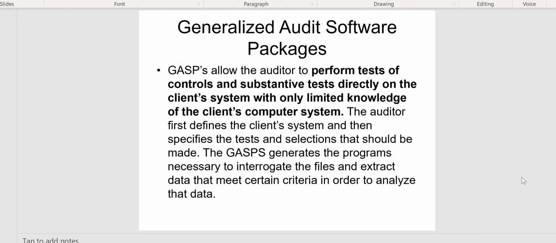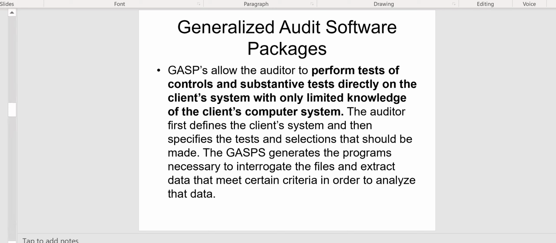So that brings us to the next area, which is generalized audit software packages. And these GASPs allow the auditor to perform these tests directly on the client's system with only limited knowledge of the client's computer system. So one use of a generalized audit software package would be for parallel simulation, but you can also use generalized audit software packages to run tests directly on the client's system. The auditor would first define the client's system and then specify the tests and selections that should be made. And generalized audit software packages, they generate the programs necessary to interrogate the client files, extract data that usually has to meet certain criteria in order to analyze that particular data.